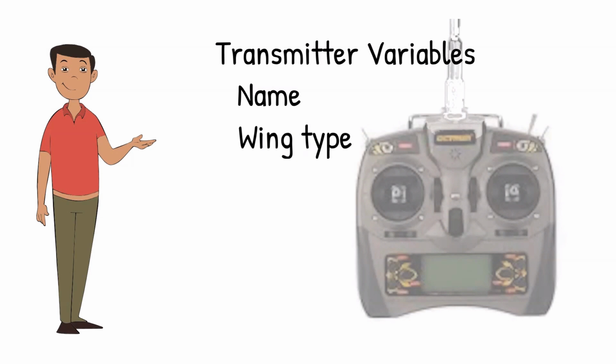You'll also want to set up dual rates. Your model's instructions may specify dual rate settings. Dual rate switches will allow you to select how much the flight controls move at full stick deflection. You may want to start with low rates until you get the feel for the model.